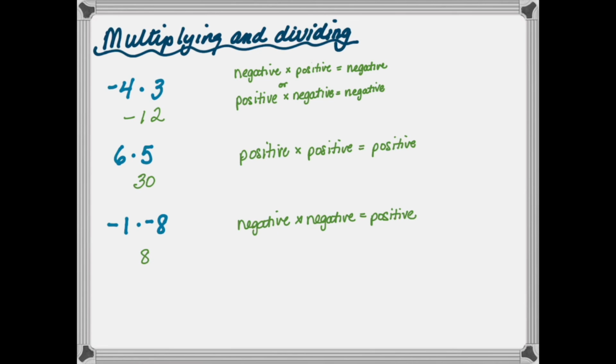So general rule, if signs are the same, the answer is going to be positive when you multiply or divide. If signs are different, the answer is going to be negative when you multiply or divide.